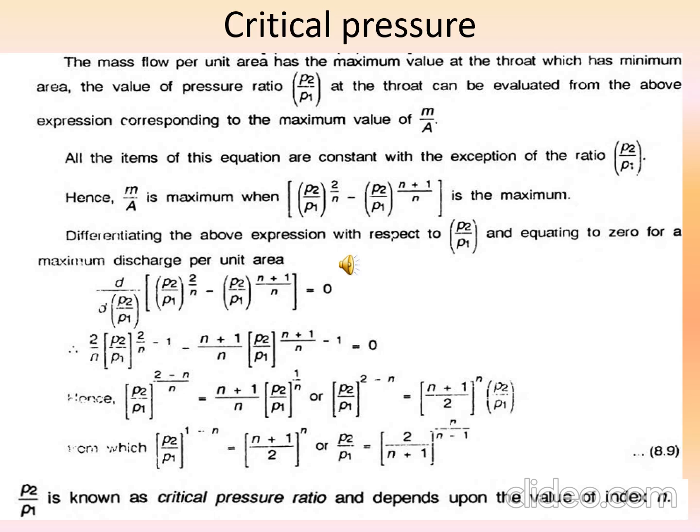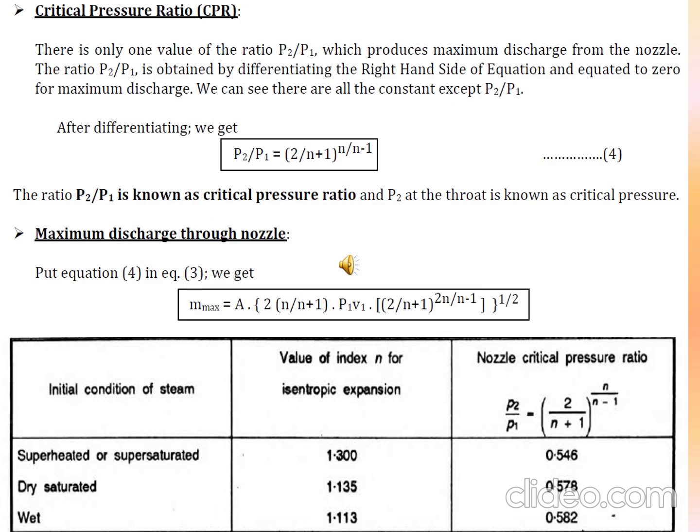Now we have to find out the maximum discharge through the nozzle. How to find it? In that equation, in place of p2 by p1 we put the value 2 by n plus 1 to the power n by n minus 1. Then we get m max equals a into the square root of 2 into n by n plus 1 into p1 v1 into 2 by n plus 1 to the power 2n divided by n minus 1. That is our maximum discharge through the nozzle.